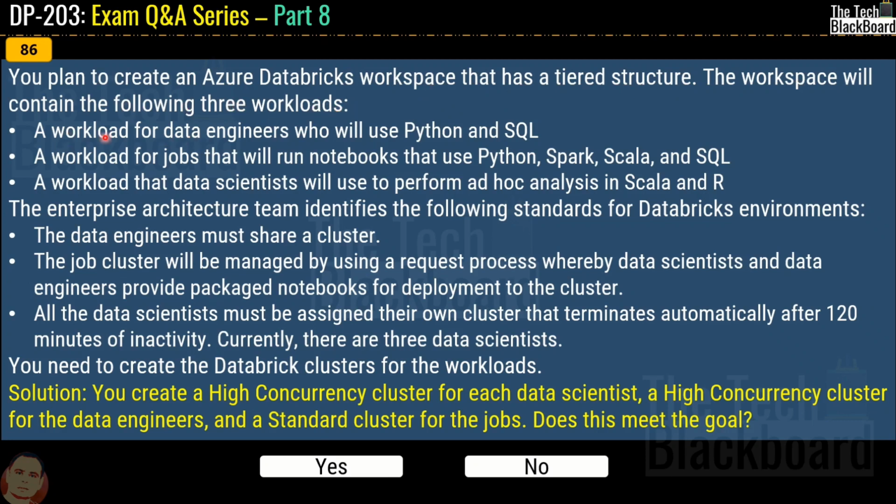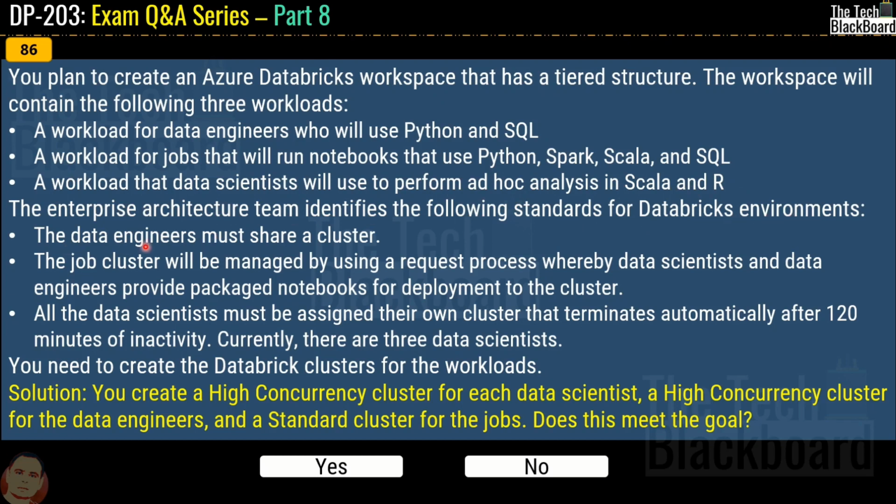The first one is a workload for data engineers who will use Python and SQL. The second one is a workload for jobs that will run notebooks that use Python, Spark, Scala and SQL. The third one is a workload that the data scientists will use to perform ad hoc analysis in Scala and R. Further, the question says the enterprise architecture team identifies the following standards for Databricks environments.